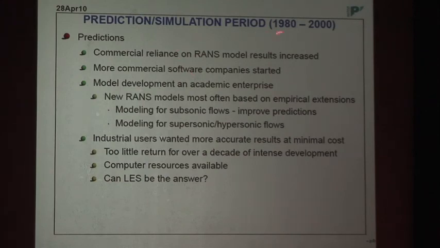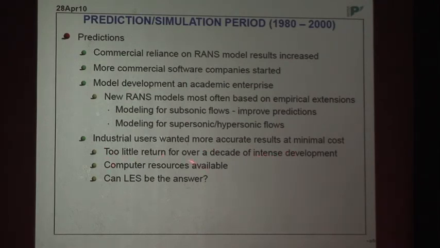During this period, the 80s to 2000, commercial reliance on RANS model results increased. There were more commercial software companies started. If you look at the history of these commercial software companies, a lot of them got started in the 80s. Model development migrated to be an academic exercise. And the industrial users wanted more accurate results at minimal cost. They were getting too little return for over a decade of intense development in RANS modeling.